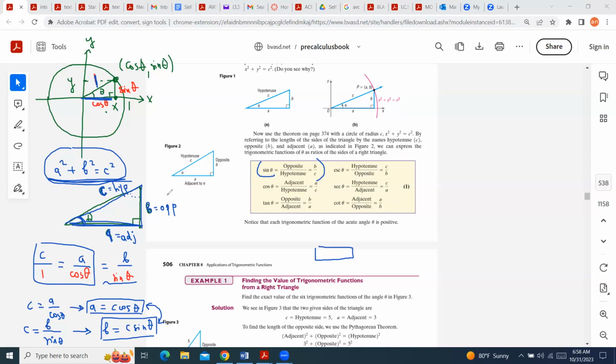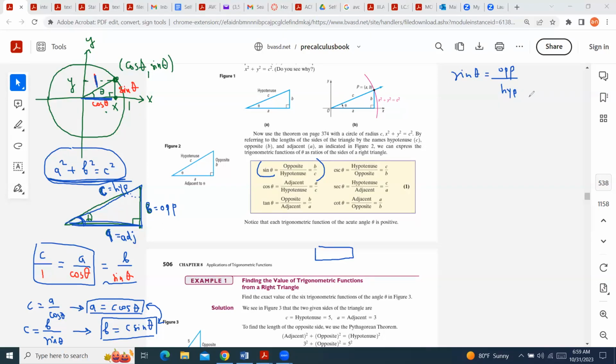And then we can produce various relationships, such as sine theta, which is B over C, or actually opposite over hypotenuse. And you can verify these, of course. I can write this down. Sine theta is going to be taking the opposite side divided by the hypotenuse.